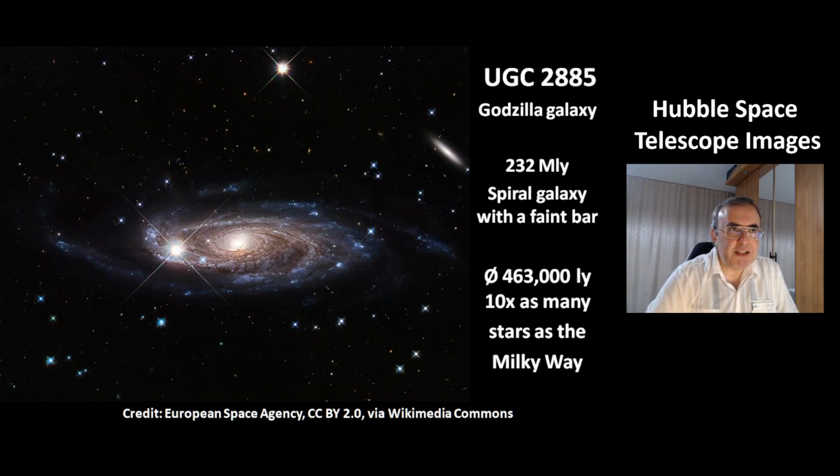This is a picture of the galaxy UGC 2885. It's called the Godzilla Galaxy. It's at a distance of 232 million light years. It's a spiral bar galaxy with a faint bar. Its diameter is 463,000 light years, and it contains 10 times the number of stars compared to the Milky Way.